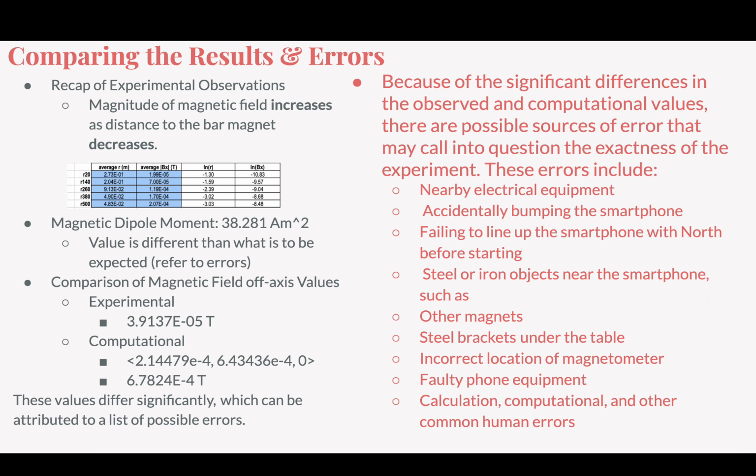Taking the magnitude of the B net average gave me the experimental magnetic field for the off-axis. Then taking that vector, which I mentioned in the results of my computational model slide, and calculating the magnitude of that, gave me the magnetic field for the off-axis in the computational model.